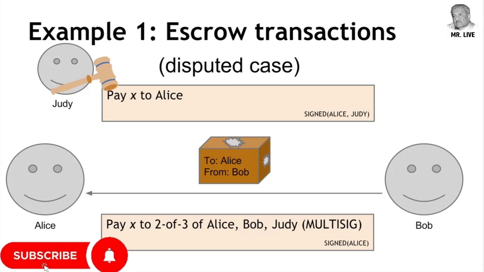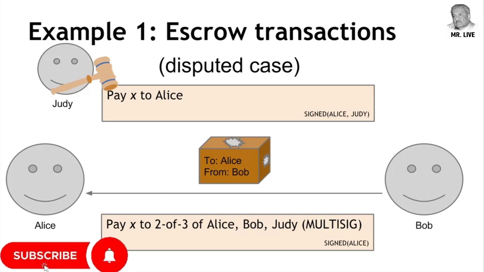And if Judy decides that Bob cheated, Judy will be willing to sign a transaction along with Alice, sending the money from escrow back to Alice. So Alice and Judy can get together. That's 2 of the 3 required signatures, and Alice can get her money back.